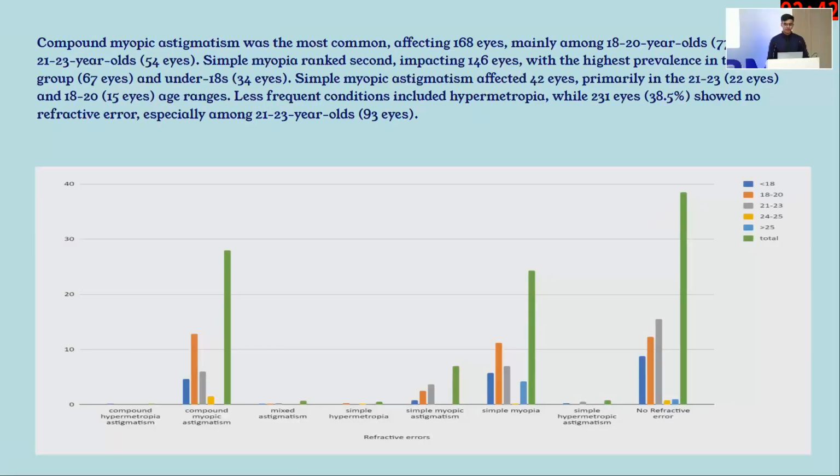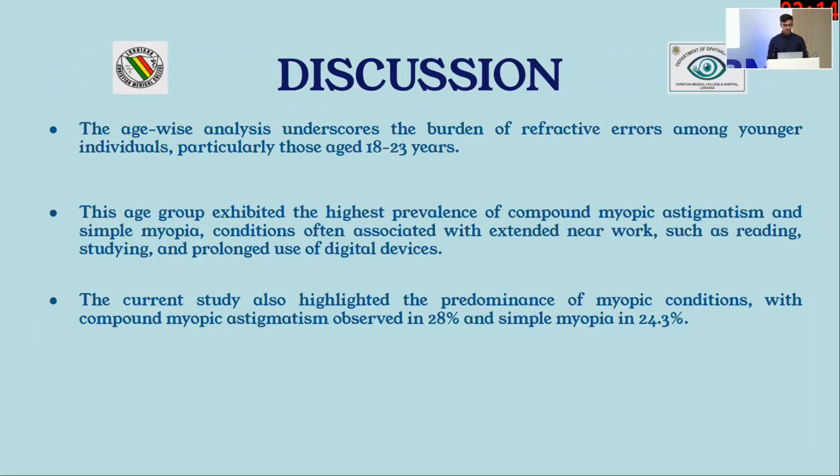Compound myopic astigmatism was the most common, affecting 168 eyes, mainly among 18 to 20-year-olds and 21 to 23-year-olds. Simple myopia ranked second, impacting 146 eyes, with the highest prevalence in the 18 to 20 age group and under 18s. Simple myopic astigmatism affected 42 eyes, primarily in the 21 to 23 and 18 to 20 age ranges. Less frequent conditions include hypermetropia, while 231 eyes showed no refractive error, especially among 21 to 23-year-olds.